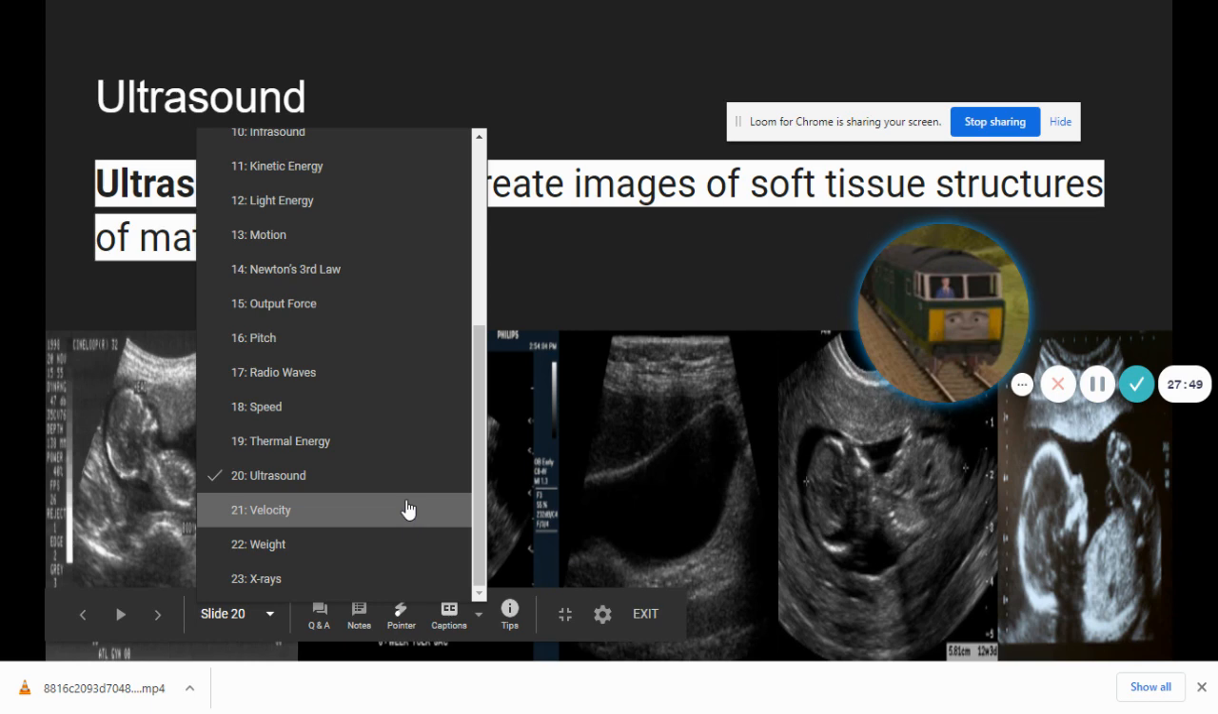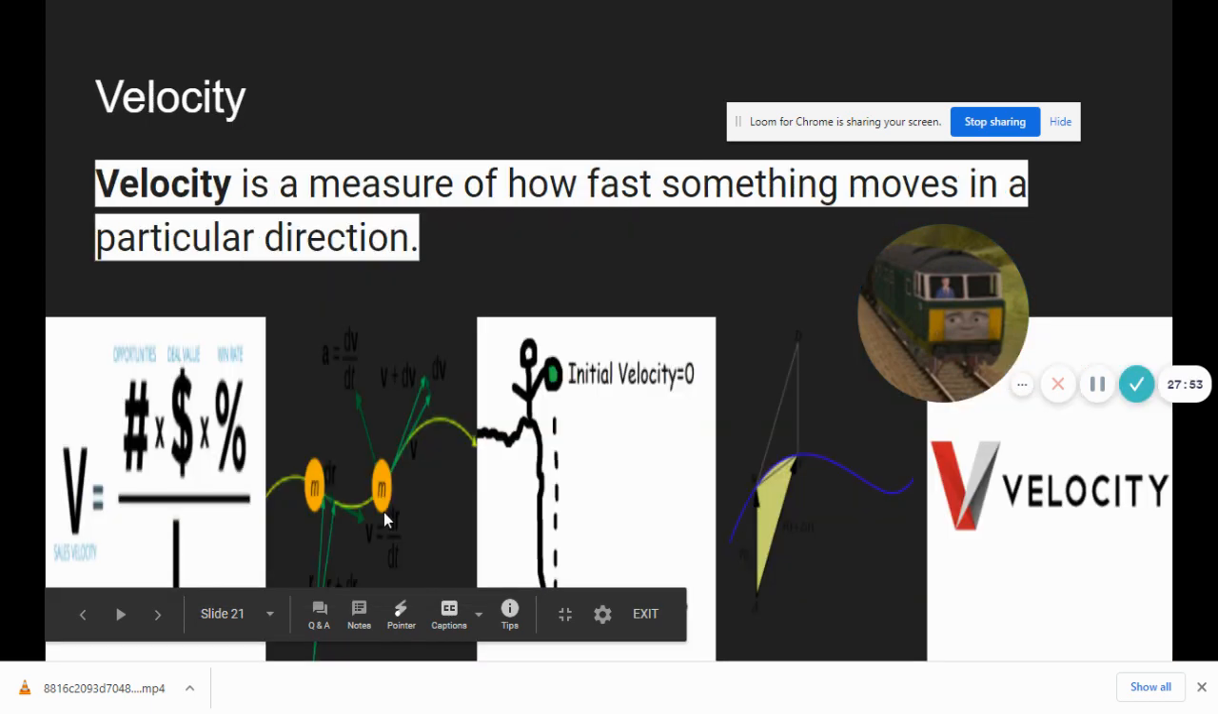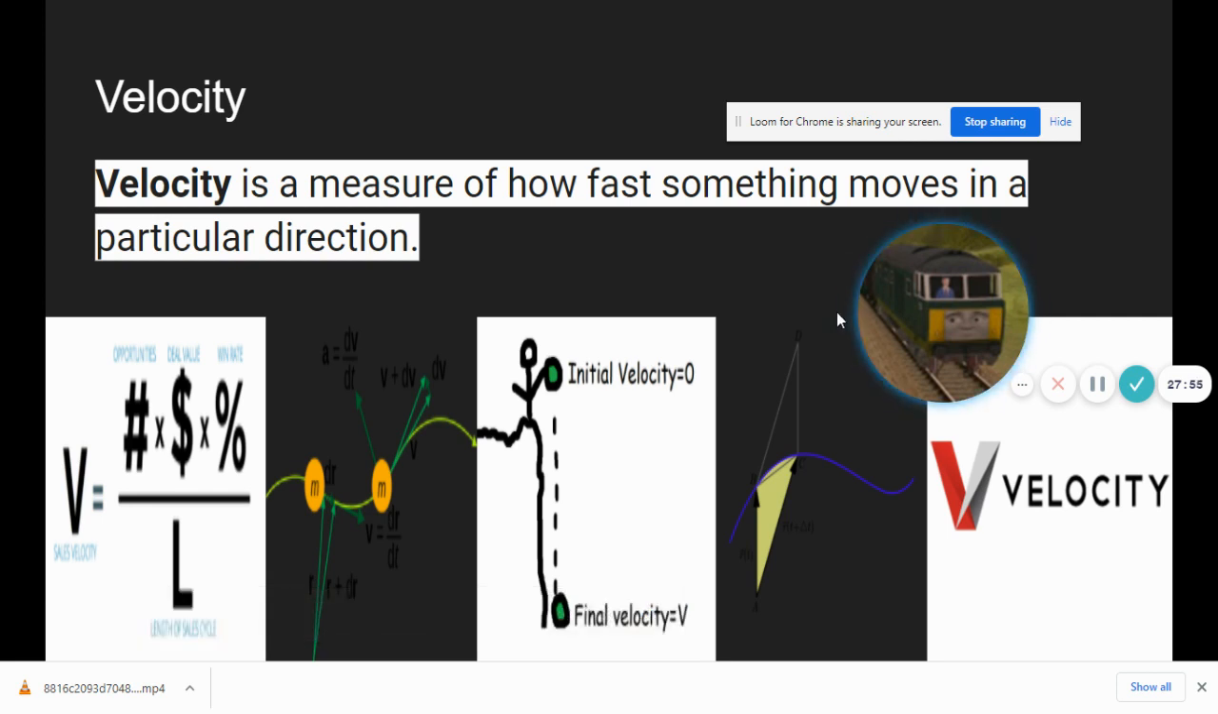Enough of the ultrasound. Let's go with velocity. All right, so about 28 minutes left. Velocity is a measure of how fast something moves in a particular direction.